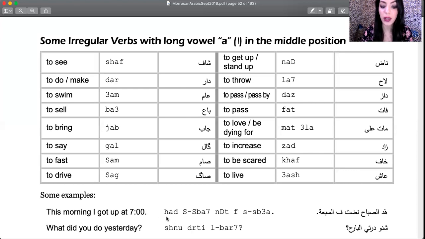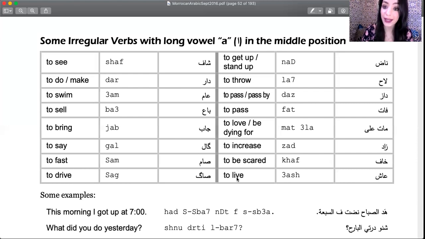I'm going to read them for you. So head is this, sbah is morning, nod is I got up, fsbah, f is at, it's literally in, but for us that's the proper way of saying it. Sbah, okay. Shno is what, drti is you did, lbare7 is yesterday. So this is in the morning. And here, what did you do yesterday?